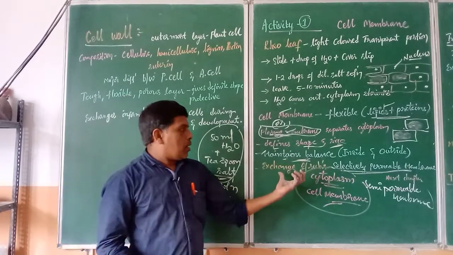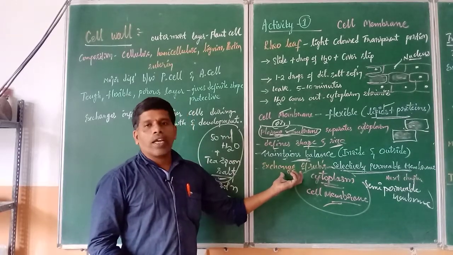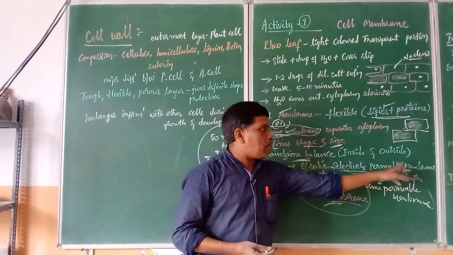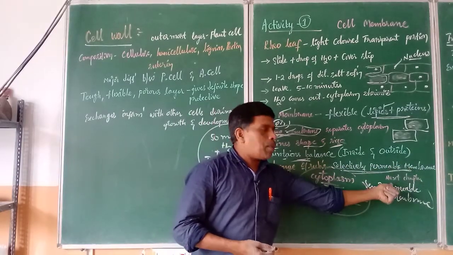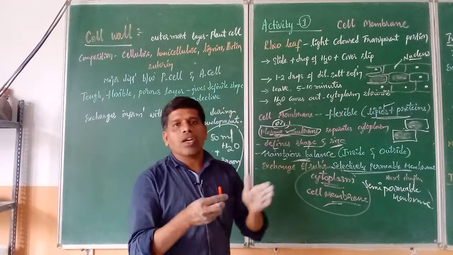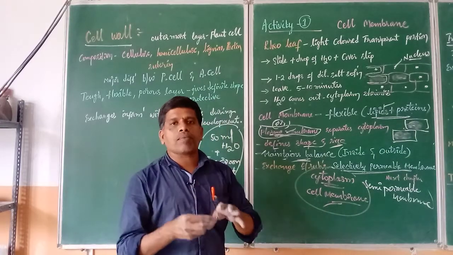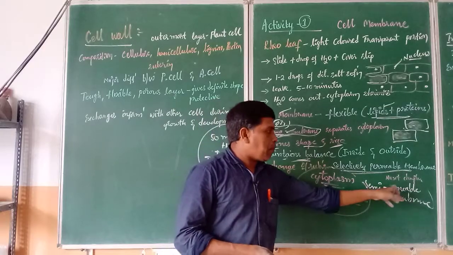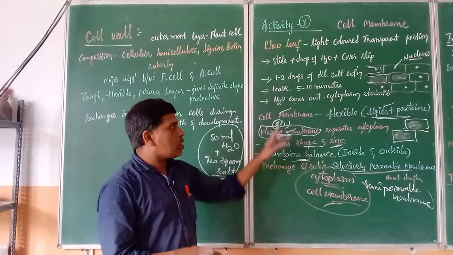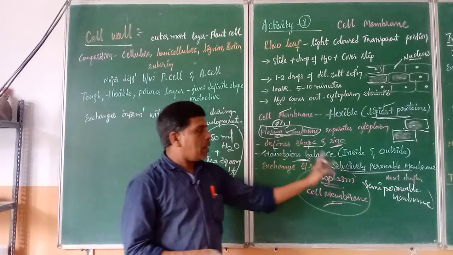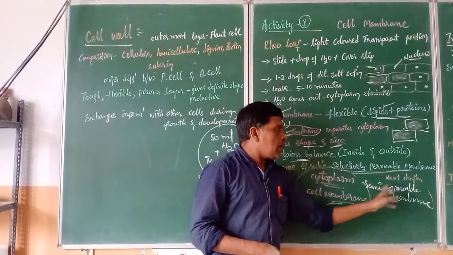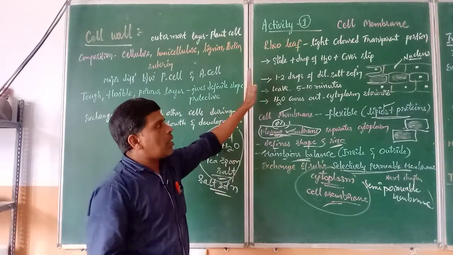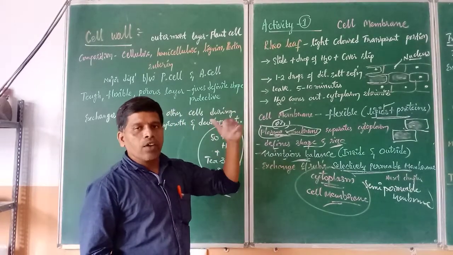Since the cell membrane is allowing only selective things, it is called selectively permeable membrane, or also called semi-permeable membrane. Semi means not all types of substances, only a few substances are allowed to go inside. So once again remember the names: cell membrane, or plasma membrane, or selectively permeable membrane, or semi-permeable membrane. In detail we will study in the 4th chapter.